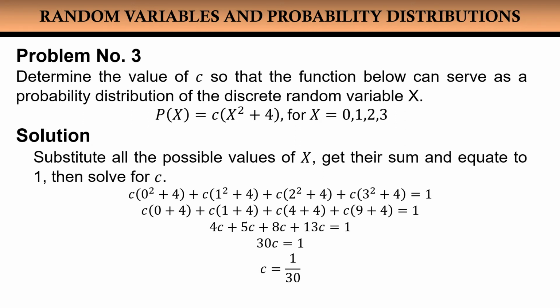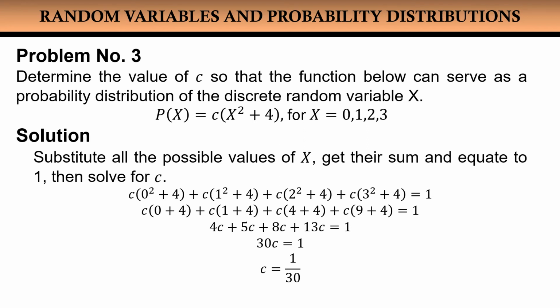So we have c times yung value ng x natin na una, 0: 0 squared plus 4, plus c times another value of x which is 1: 1 squared plus 4, plus c times 2 squared plus 4, plus c times 3 squared plus 4, equals 1. So c times 0 squared is 0, plus 4; plus c times 1 squared is 1, plus 4; plus c times 2 squared, 4, plus 4; plus c times 3 squared, 9, plus 4; equals 1.